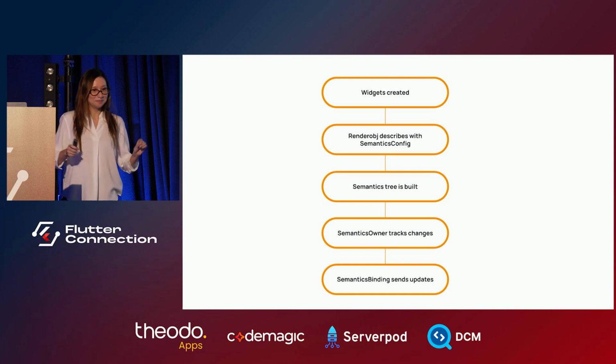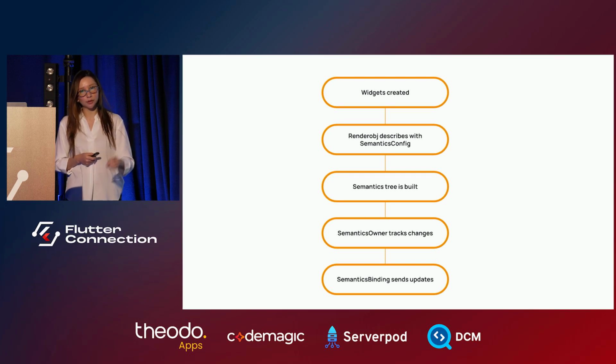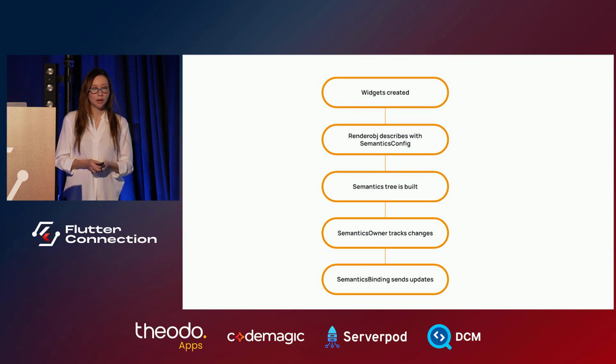So let's recap. First, we create widgets. Then we have render objects with the widgets, right? They describe the semantic config, so we have all the information. Then the semantics tree is built, and the semantics owner checks: did anything change? Do I have to update something? And then the semantics binding sends the update to the Flutter engine, which then translates everything to native APIs.